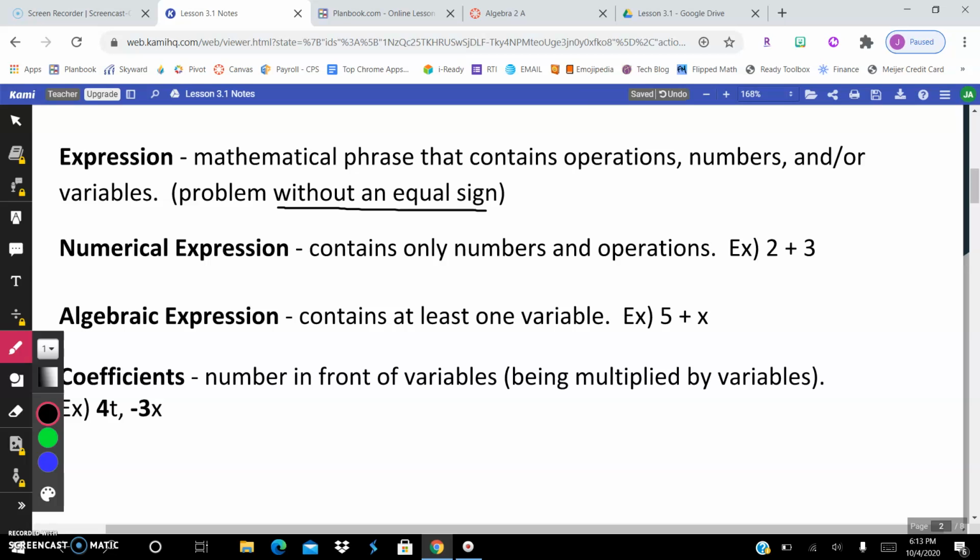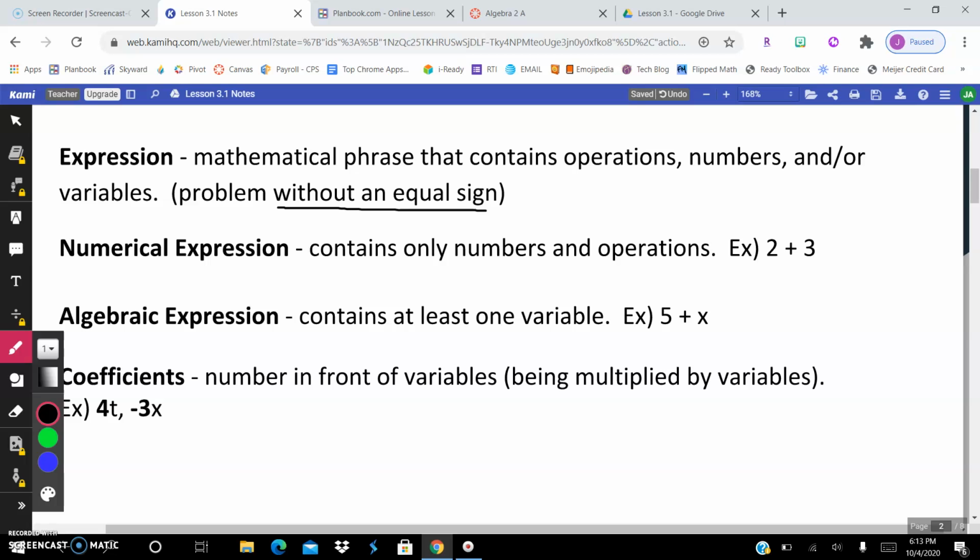A numerical expression is an expression that contains only numbers and operations. So for an example here, I put 2 plus 3. And then an algebraic expression is an expression that contains at least one variable. And my example is 5 plus x.